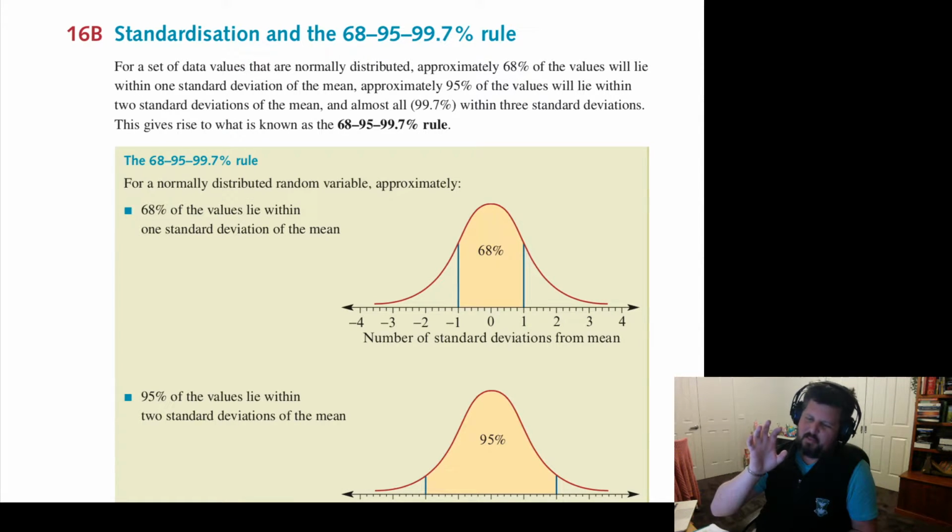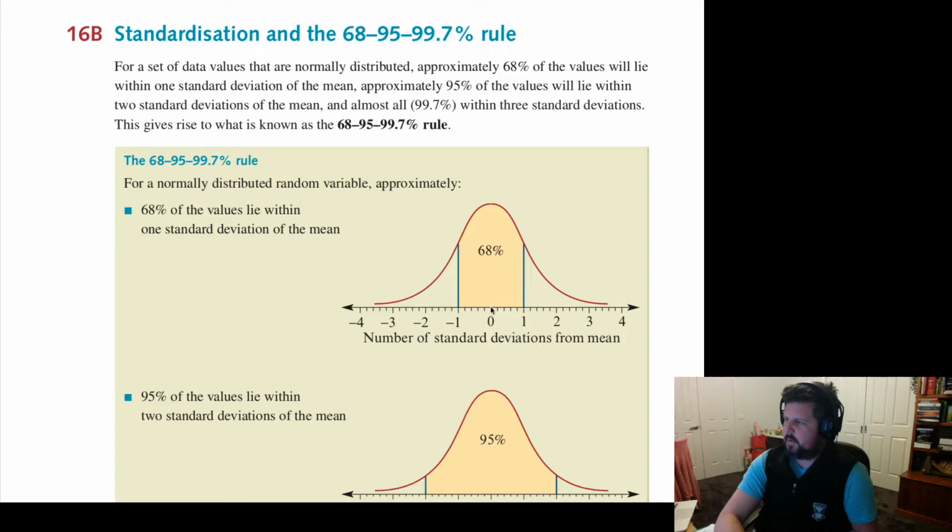So what we need to have a chat about, with normal distribution, is what percentage of values fit within certain standard deviations of the mean. Hence the name of this rule, the 68, the 95 and the 99.7% rule, is as follows. It says that 68% of the values, when we're talking about normally distributed random variables, lie within one standard deviation of the mean. So here again you've got your normal distribution.